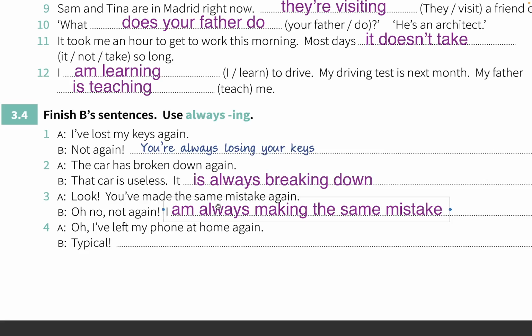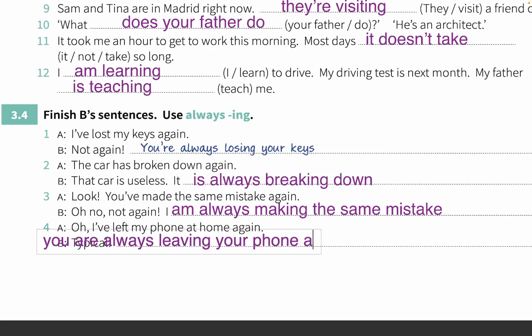Number 4. Oh, I've left my phone at home again. Typical. You are always forgetting my glasses. You're always leaving your phone at home.